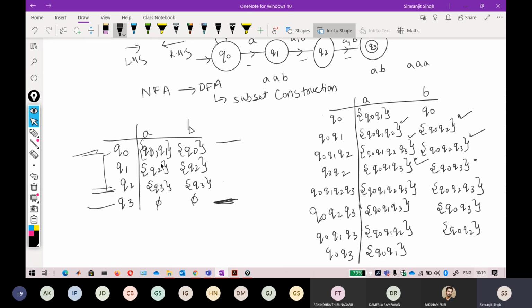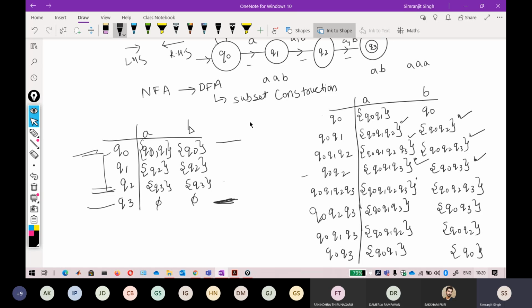Q0, Q3. Yeah, so it will be just equal to Q0. Okay, so now if you see Q0, Q1, Q2, Q3, this state is completed. Q0, Q2, all the states have been completed. If you check it, all the states have come before. Q0, Q2 is also there. Q0 is also there. Q0, Q1 is also there. All the states have been completed.